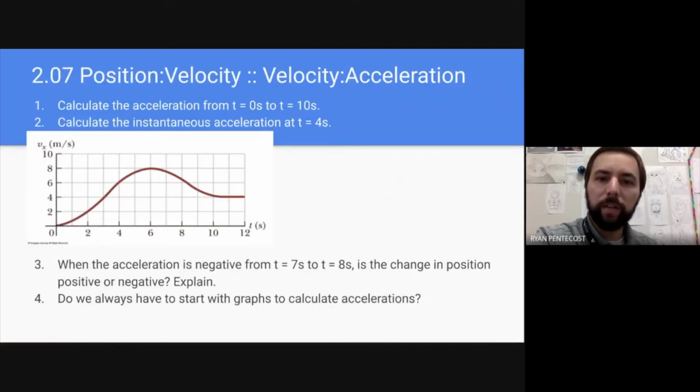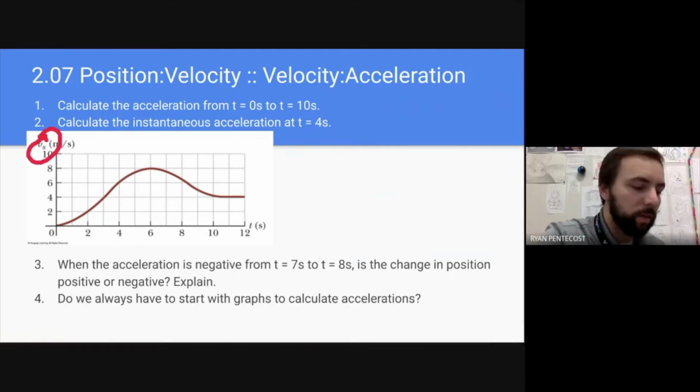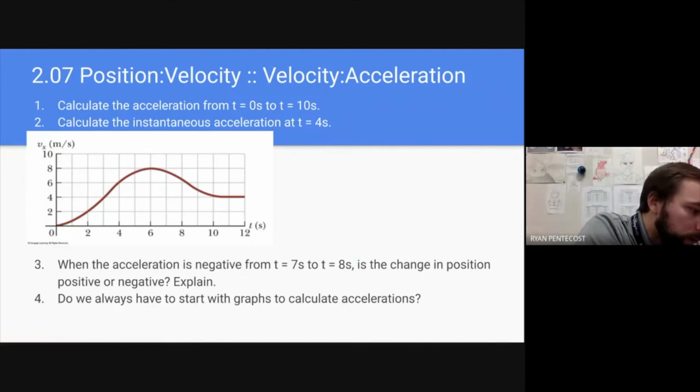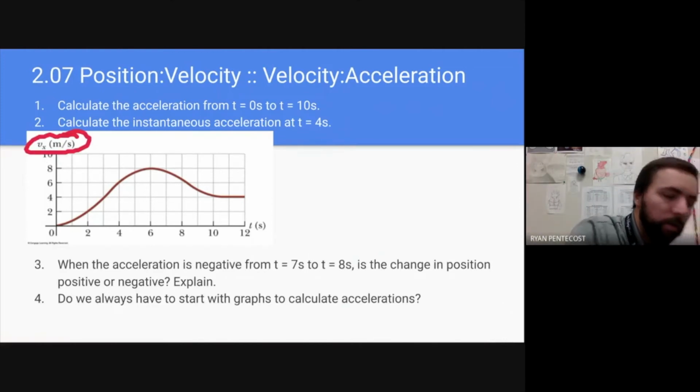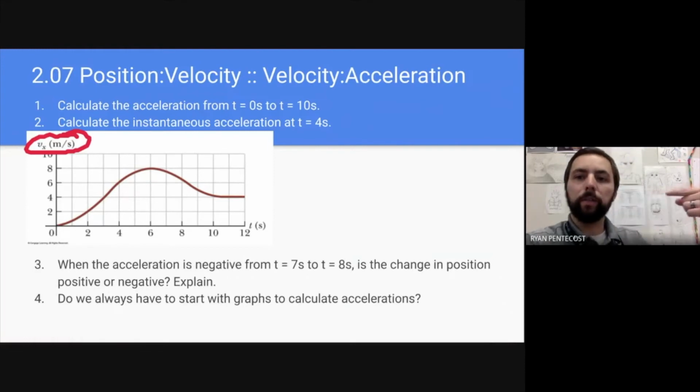Position is to velocity as velocity is to acceleration. So now we have a velocity versus time graph. We have meters per second in the y, and we have time in the x. You can also see that your velocity up here has an x subscript. Let's look at that more carefully. That little x below the v just tells you that this is velocity in the x direction. Nothing's going up and down. It's just on the horizontal plane.